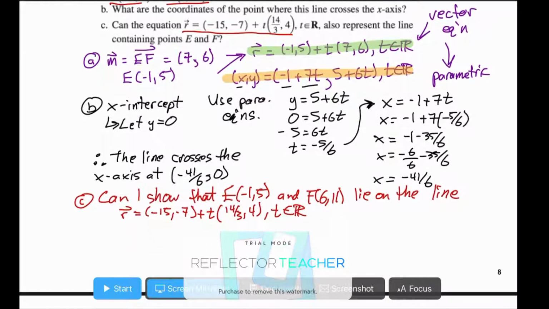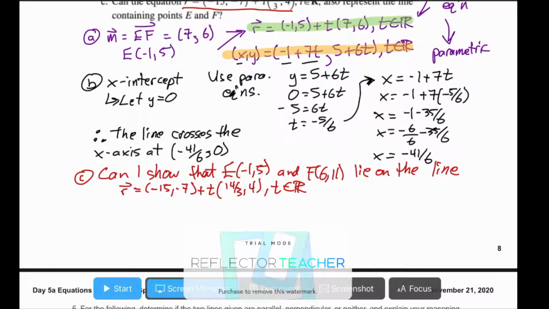So first thing I'm going to do is convert from my vector form to my parametric form here. I can rewrite this as x = -15 + (14/3)t, and y = -7 + 4t. Now let's test both of our points. Let's test E and let's test F.